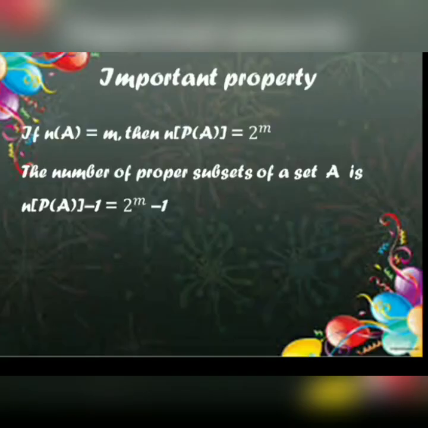Here is an important property which we will use to do the sums. If n(A) is equal to m, the cardinal number of A is m, then n(P(A)) is equal to 2 to the power m. The number of proper subsets of a set A is 1 less than n(P(A)), that is 2 power m minus 1.